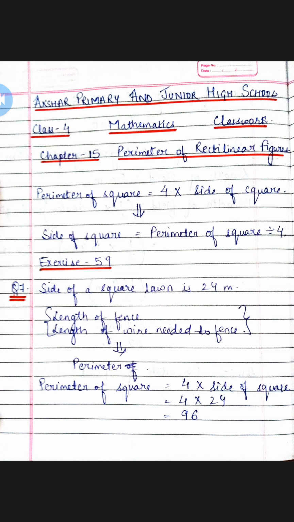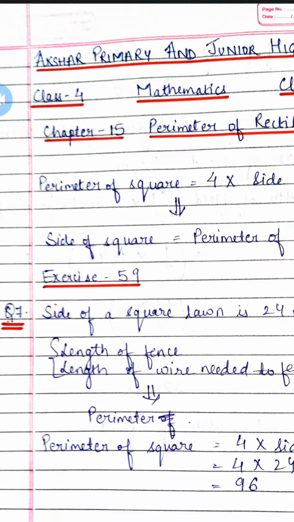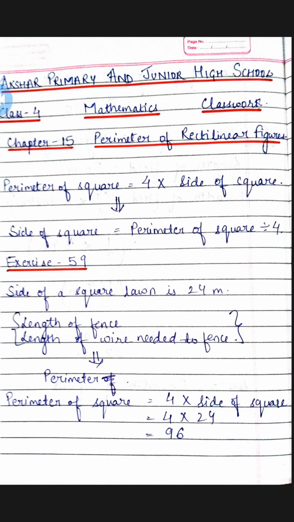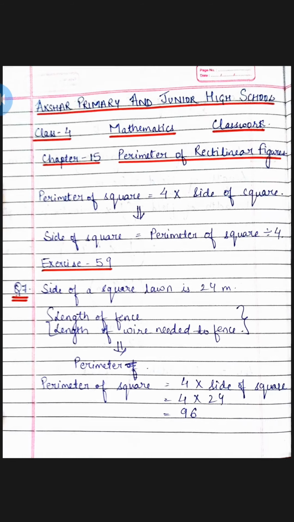See, perimeter of a square is equal to 4 into side of a square. This I have told you in the previous class, that the formula of perimeter of a square is 4 multiplied by side of the square. From this formula only, another formula for the side of a square has been derived, which is given as: side of a square is equal to perimeter of a square divided by 4. So you have to learn both the formulas.